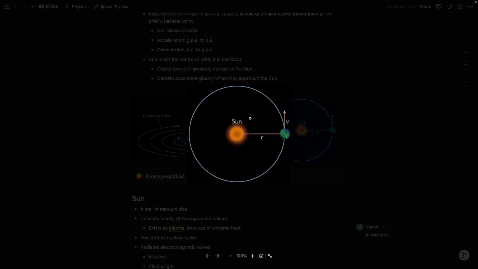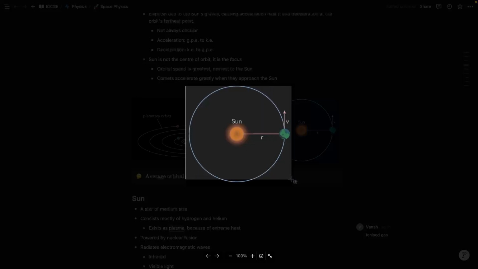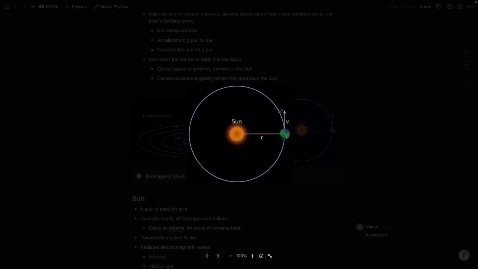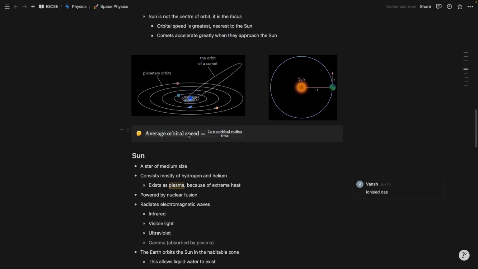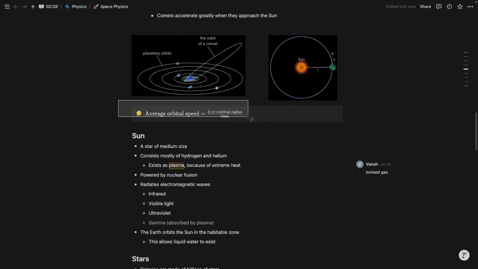You can see this diagram that shows that the Earth's velocity is this way, and there's a radius which determines the gravitational field, which pulls the Earth towards the sun on its circular orbit at places like that. So the average orbital speed has this formula: 2 pi times radius of the orbit divided by its time. This is your orbital speed.